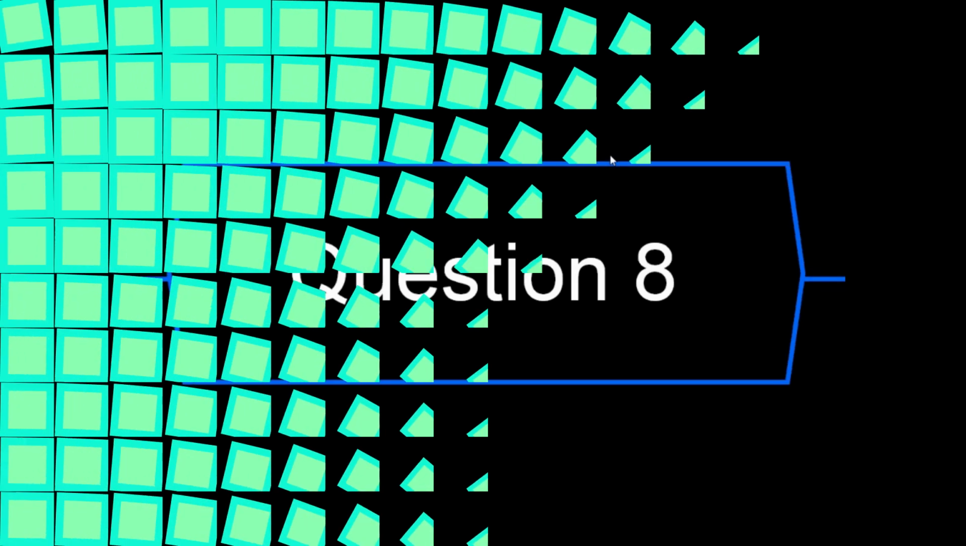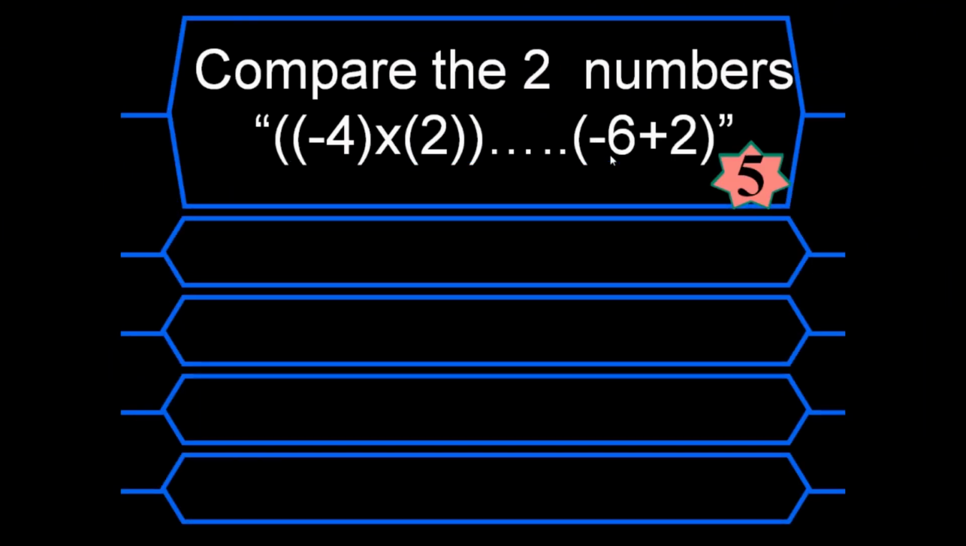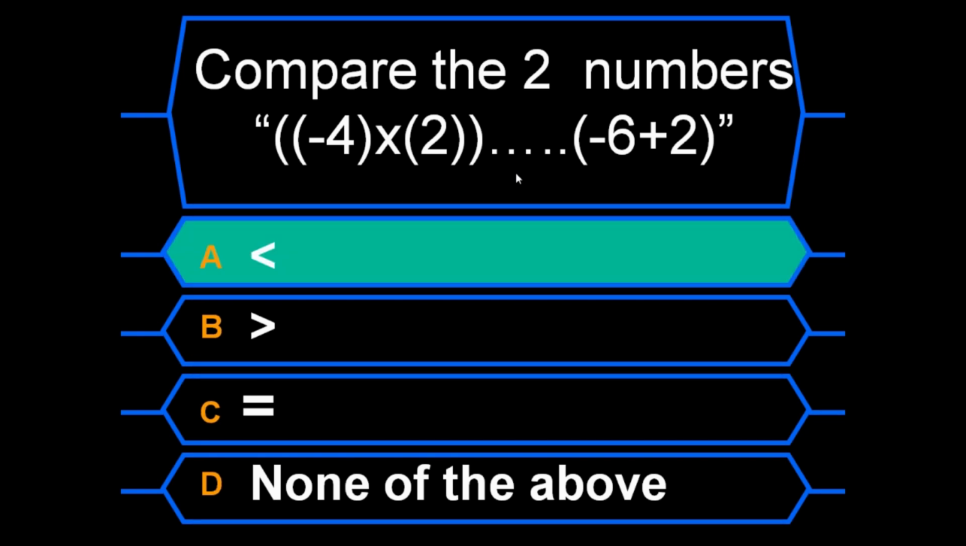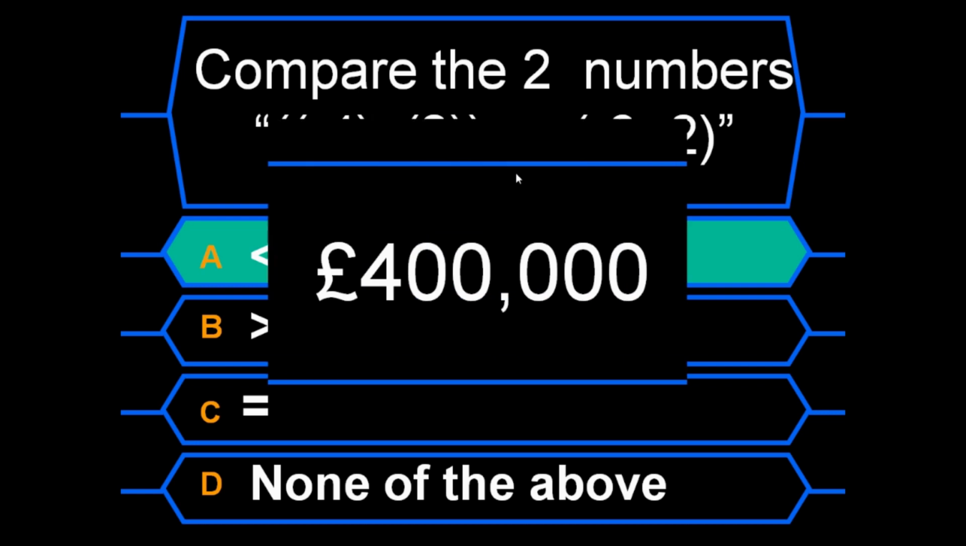Okay, 300,000 pounds. Question number 8. Compare the two numbers. Less than, greater than, equals, none of the above. You have 5 seconds. Don't forget, you have to work out the bracket first, and then you compare. Off we go. Less than.